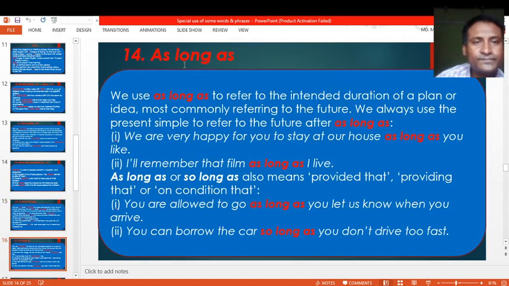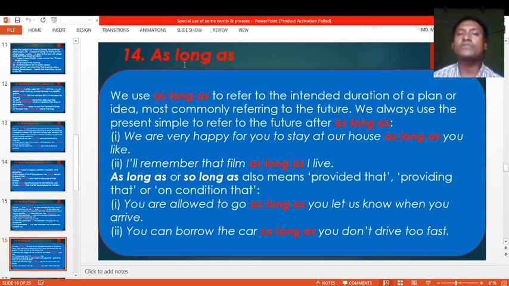Next slide. As long as. We use as long as to refer to the intended duration of a plan or idea, most commonly referring to the future. We always use the present simple to refer to the future after as long as. For example, we are very happy for you to stay at our house as long as you like. Another example, I'll remember that film as long as I live.